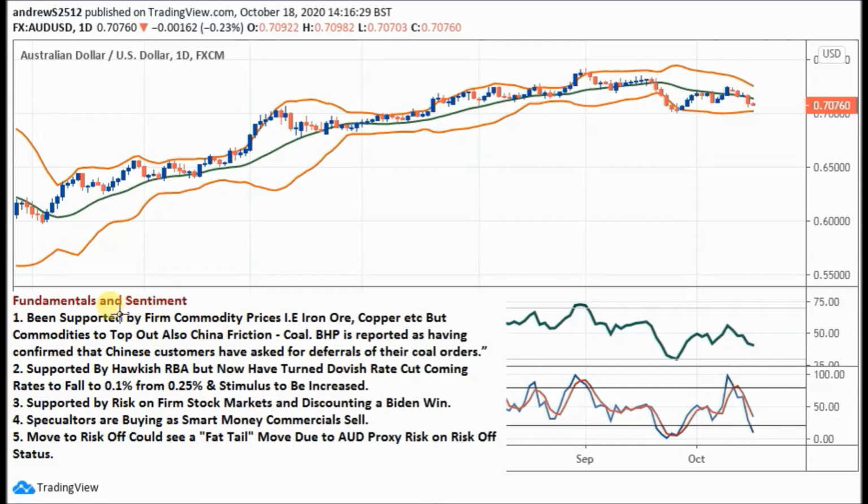Now, we've said, obviously, the Aussie dollar rallied on that idea of a V-shaped global recovery, which has powered commodity prices higher. So you've got iron ore, top performing metal this year, up over 50%.